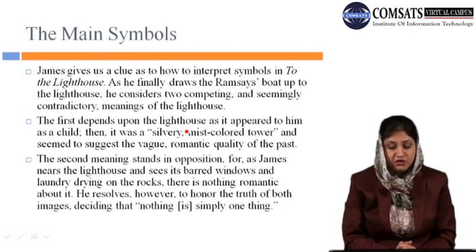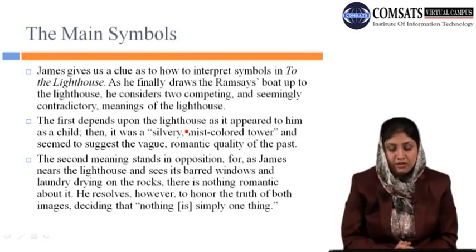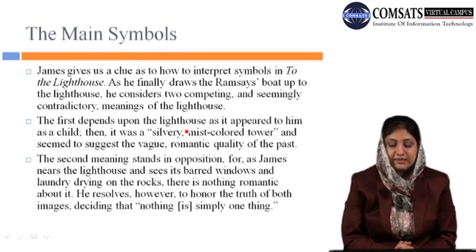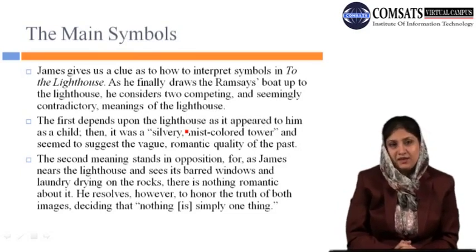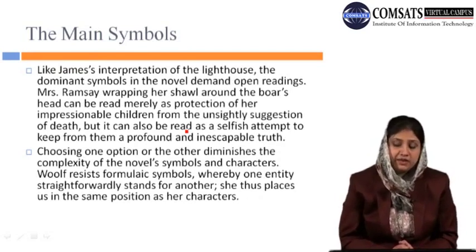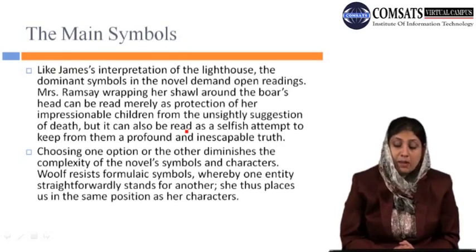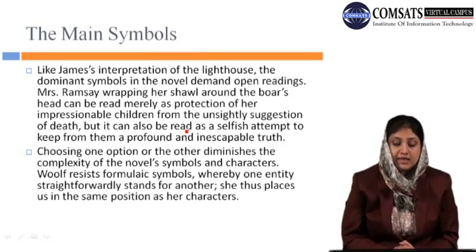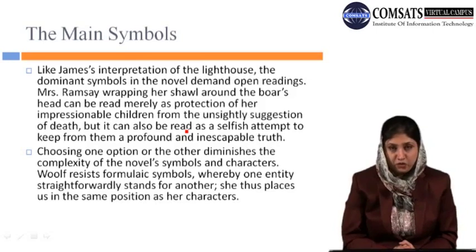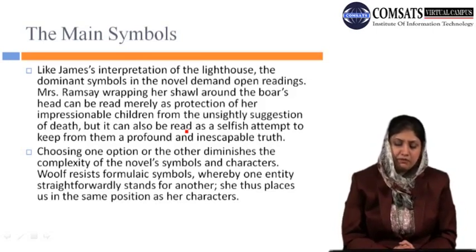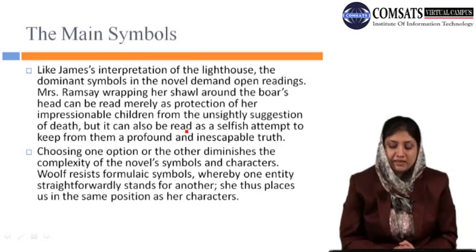The second meaning stands in opposition, for as James nears the lighthouse and sees its barred windows and laundry drying on the rock, there is nothing romantic about it. He resolves, however, to honor the truth of both images, deciding that nothing is simply one thing. There are different angles of everything, every object and every aspect. Like James' interpretation of the lighthouse, the dominant symbols in the novel demand open readings. Mrs. Ramsay, wrapping her shawl around the boar's head, can be read merely as protection of her impressionable children from the unsightly suggestion of death. But it can also be read as a selfish attempt to keep from them a profound and inescapable truth.